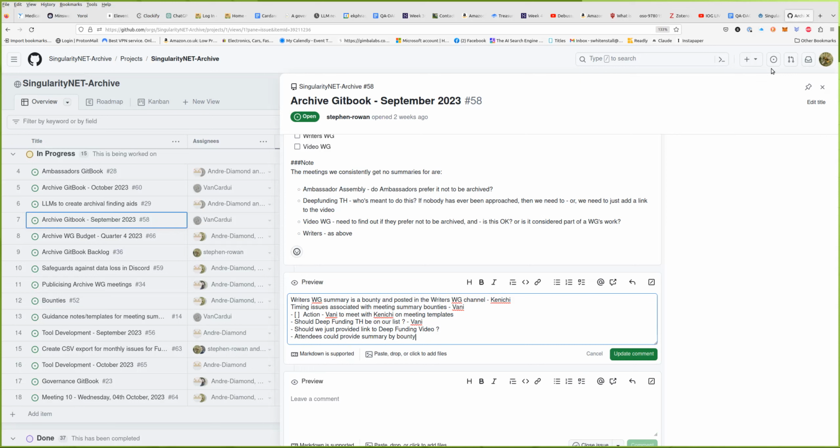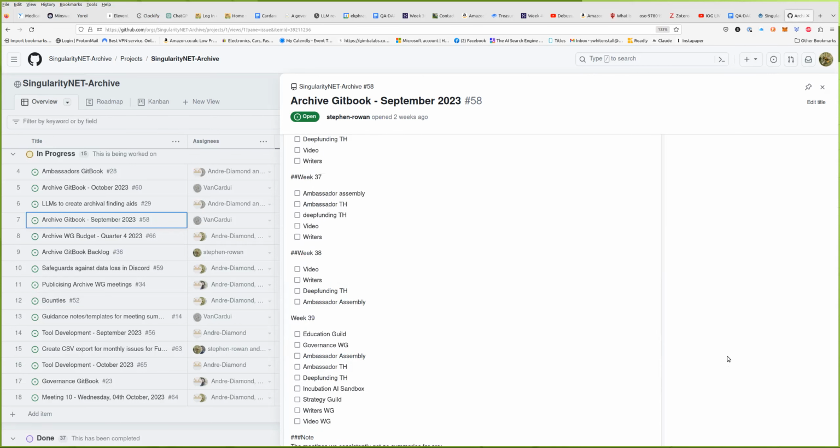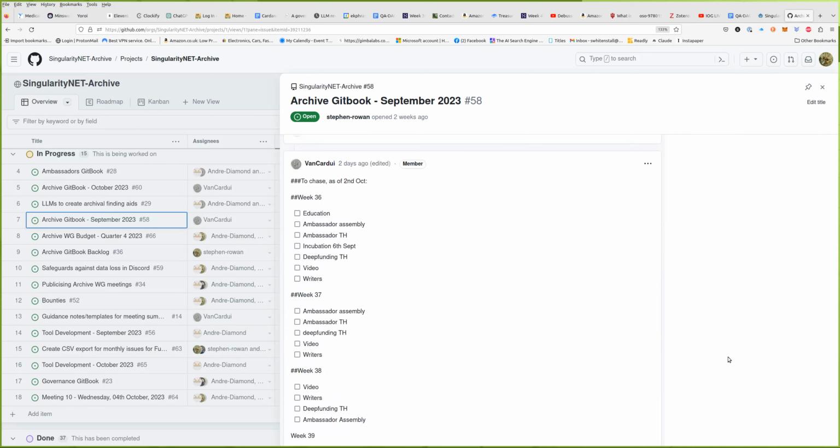Okay, so that's some food for thought. Can you just scroll up a little bit again, just to let me see if there is anything else that we're regularly not getting? Yeah, Ambassadors Assembly. That's the other one.